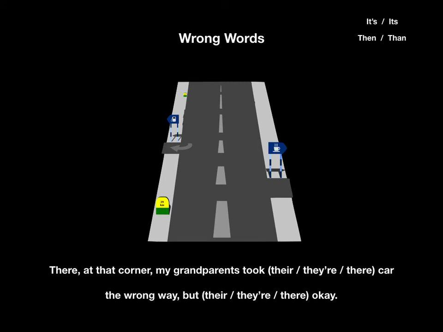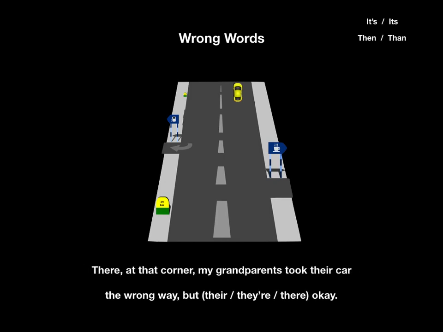Let's take a look at the second usage of there. My grandparents took their car the wrong way. When looking at this there, we'll note that we are not referring to a location or direction, nor are we referring to they are. My grandparents they are car the wrong way does not make sense. Here we are indicating possession. Whose car is it? It is their car. Therefore, we will use T-H-E-I-R.